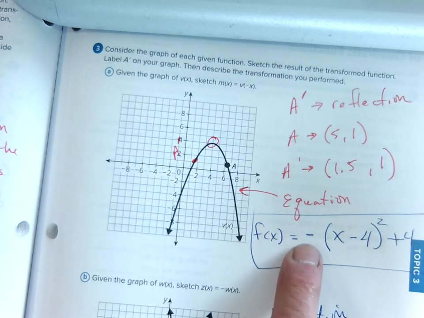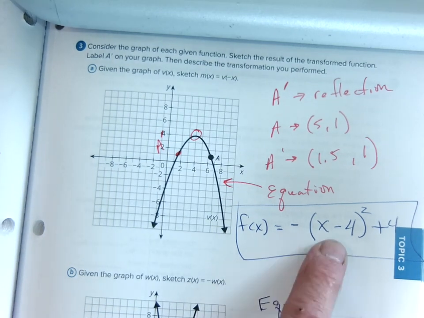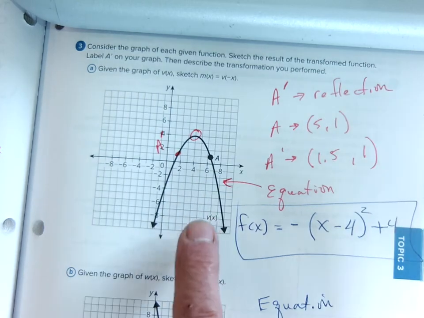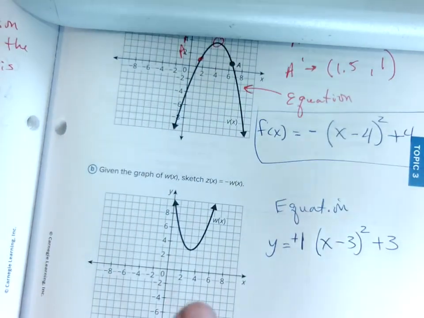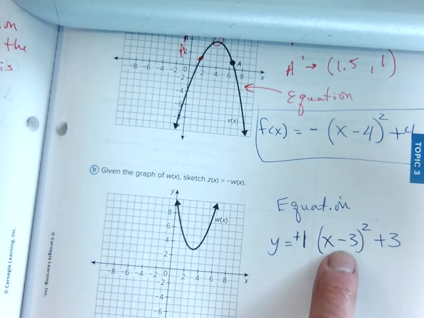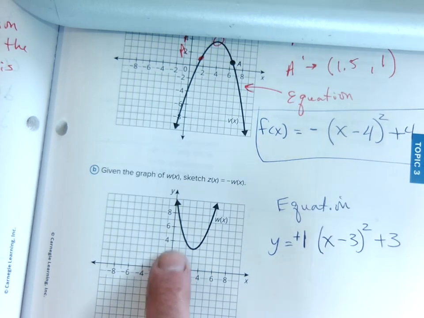So as the equation, we called it a negative x minus 4 quantity squared, because that's my translation to the right 4, and then plus 4 up 4, okay? This one, we know it's a translation. It went over 3, x minus 3, because it's the opposite, and then up 3, okay?